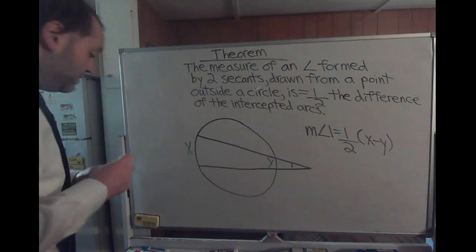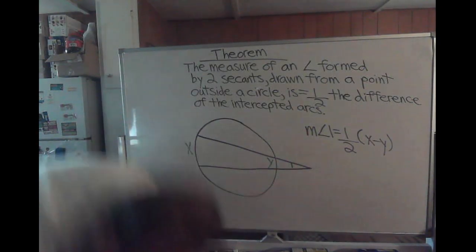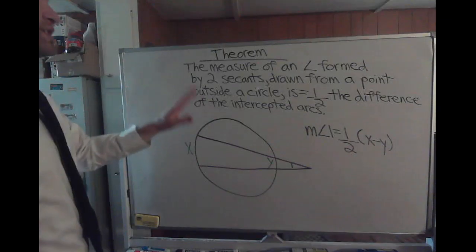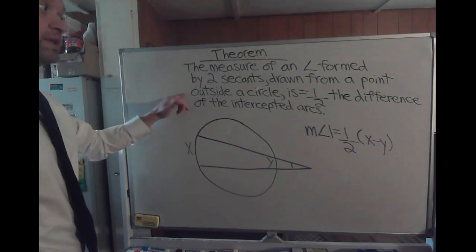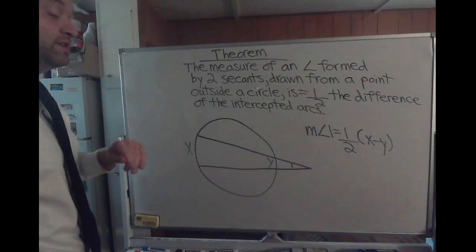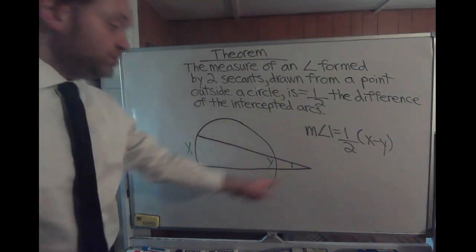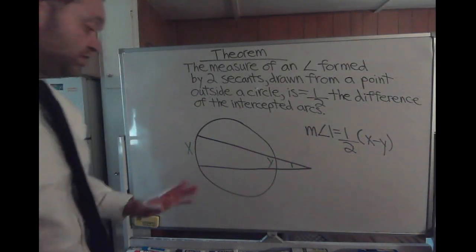All right, so this first part of this theorem states that, man, if I quit knocking crap over, okay. The measure of an angle formed by two secants drawn from a point outside a circle is equal to half the difference of the intercepted arcs. So here you have a circle with two secant lines that start from a point outside the circle.